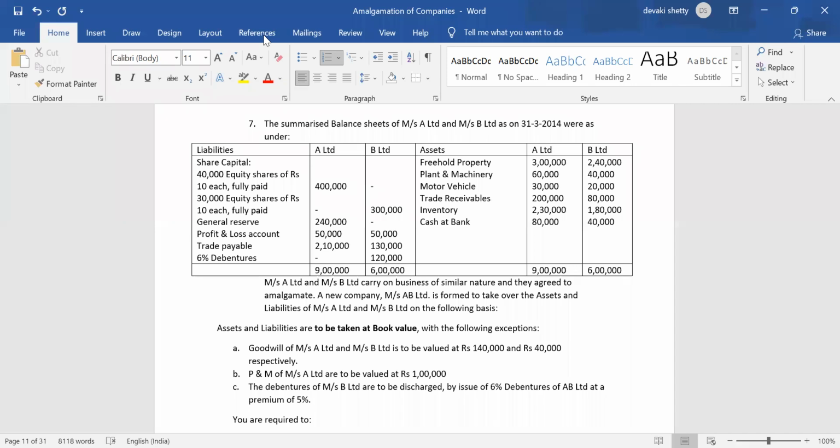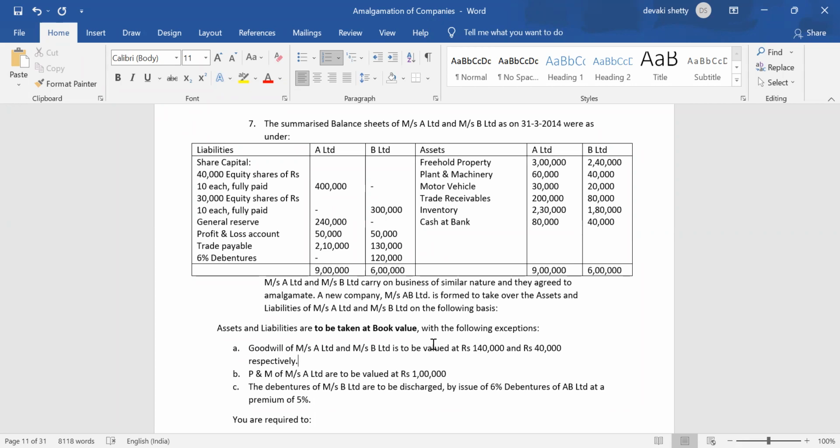Plant and machinery of A Limited are valued at rupees 1 lakh. Plant and machinery which has 60,000 is to be valued at 1 lakh, only for A Limited, 1 lakh plant and machinery. Goodwill of both A Limited and B Limited is given 1,40,000 and 40,000.